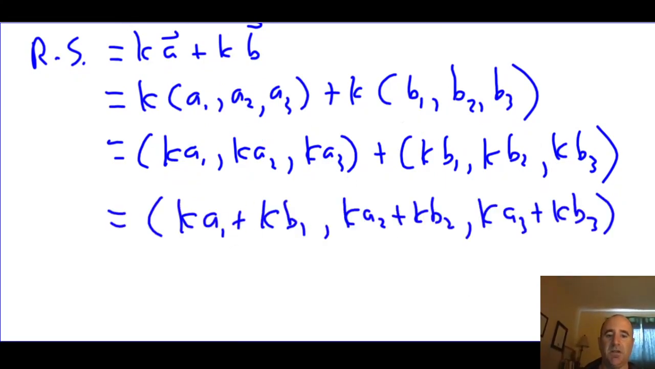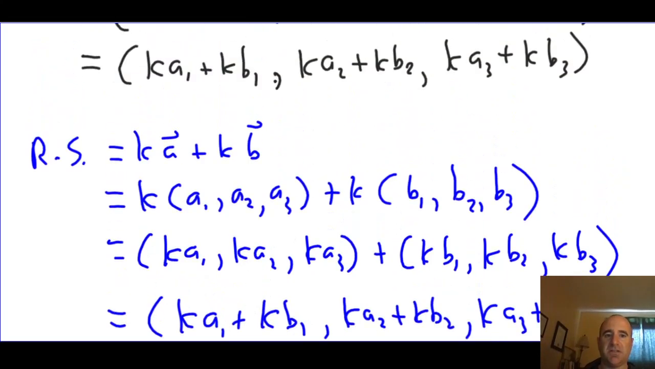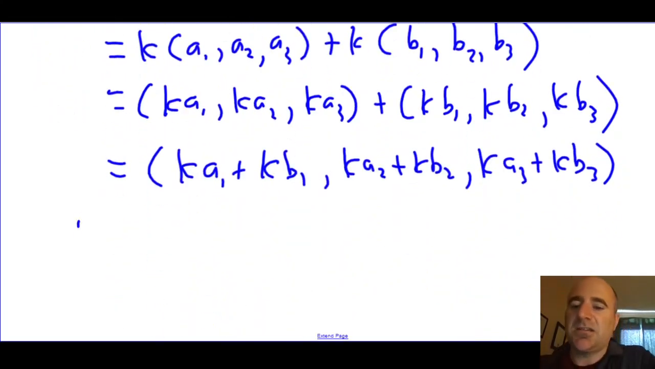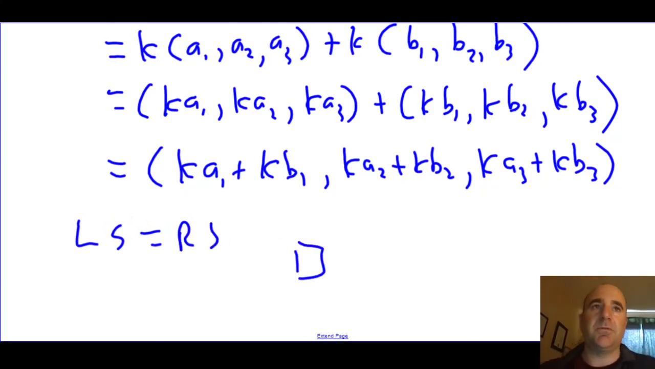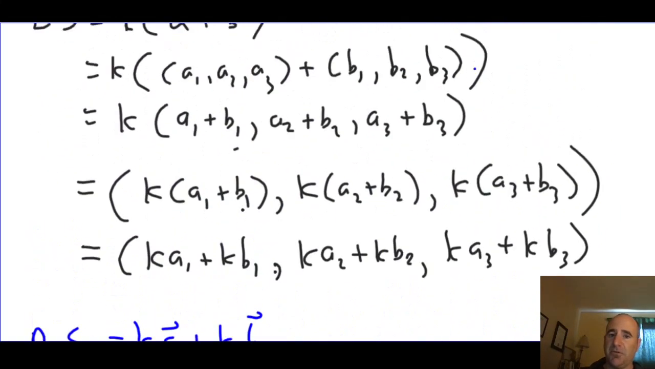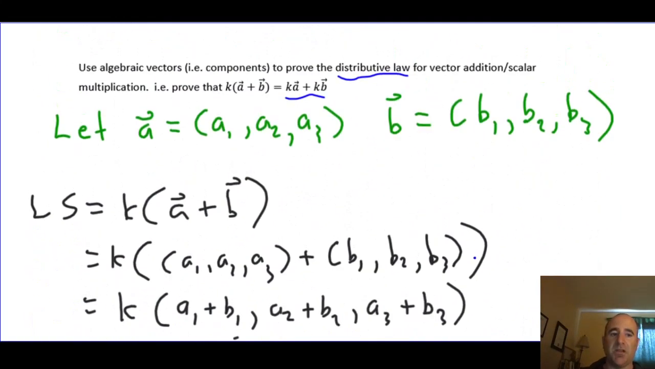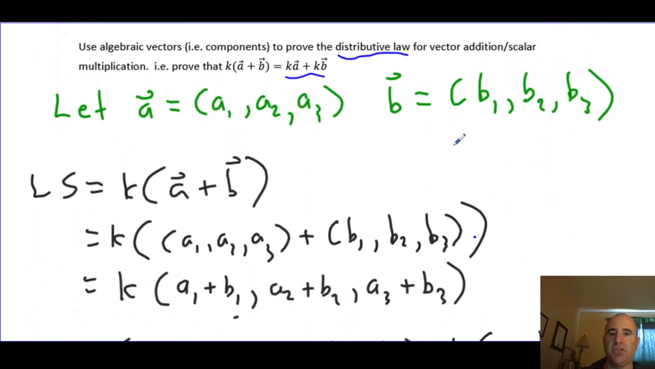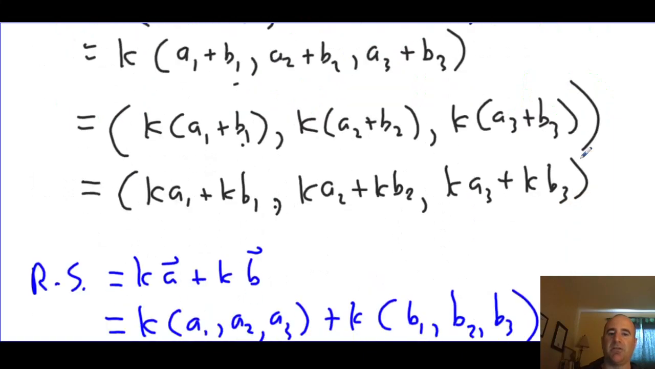And sure enough, the right side of the equation and the left side of the equation are the exact same thing. And we have, in fact, proved the distributive law for vector addition using component vectors. It's long, but once you get it set up, once you get the idea of starting the proof off by defining each vector in its component form, it's just a matter of doing the math.